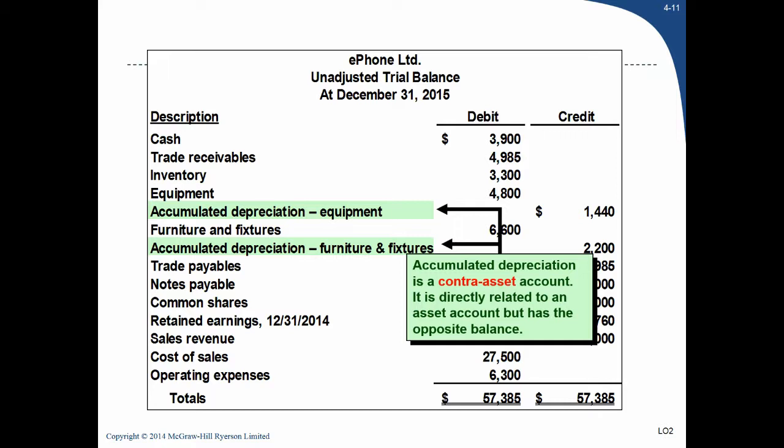The same way, if you have a prepaid phone plan for 6 months, after 1 month, you've used 1 month, you have to recognize the expense. By prepaid phone plan, I mean you went to Rogers and you paid them, let's say $60 a month for 6 months, so $360 in cash, credit cash, debit prepaid expense. And then over time, the prepaid expense comes down and you recognize an expense. The debit moves. The same goes for long-term or fixed assets.